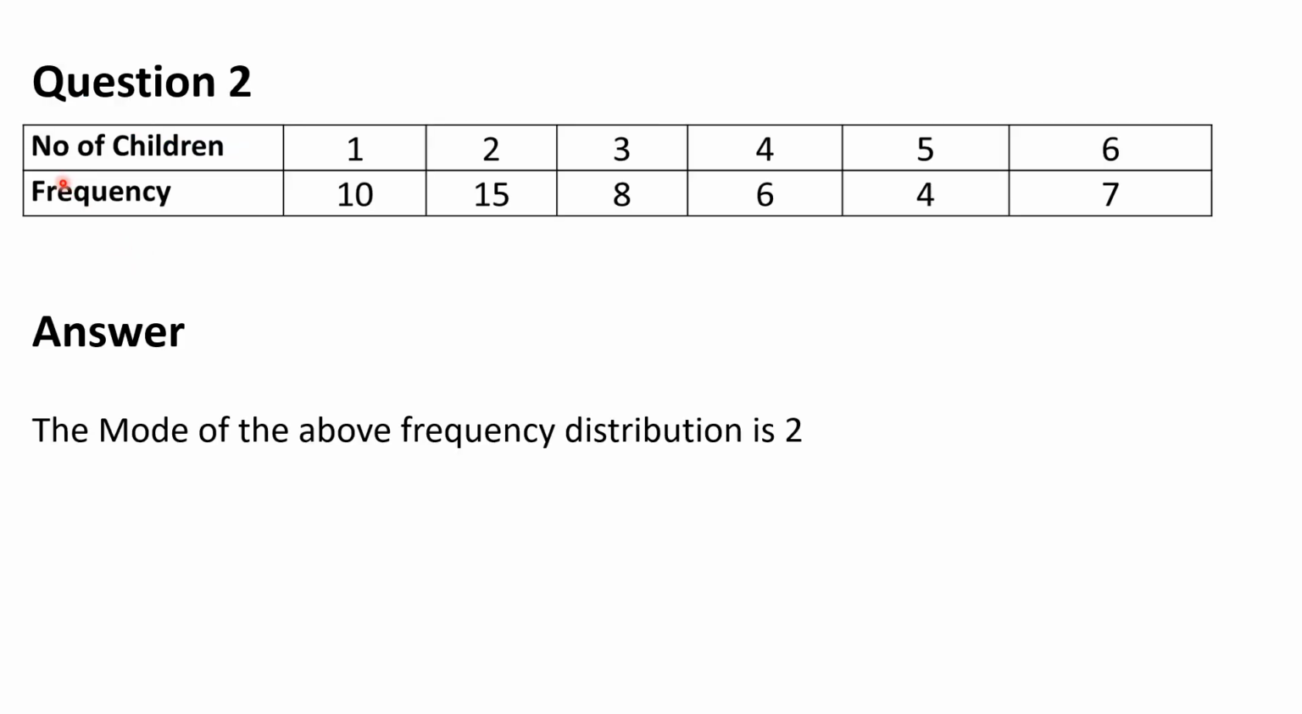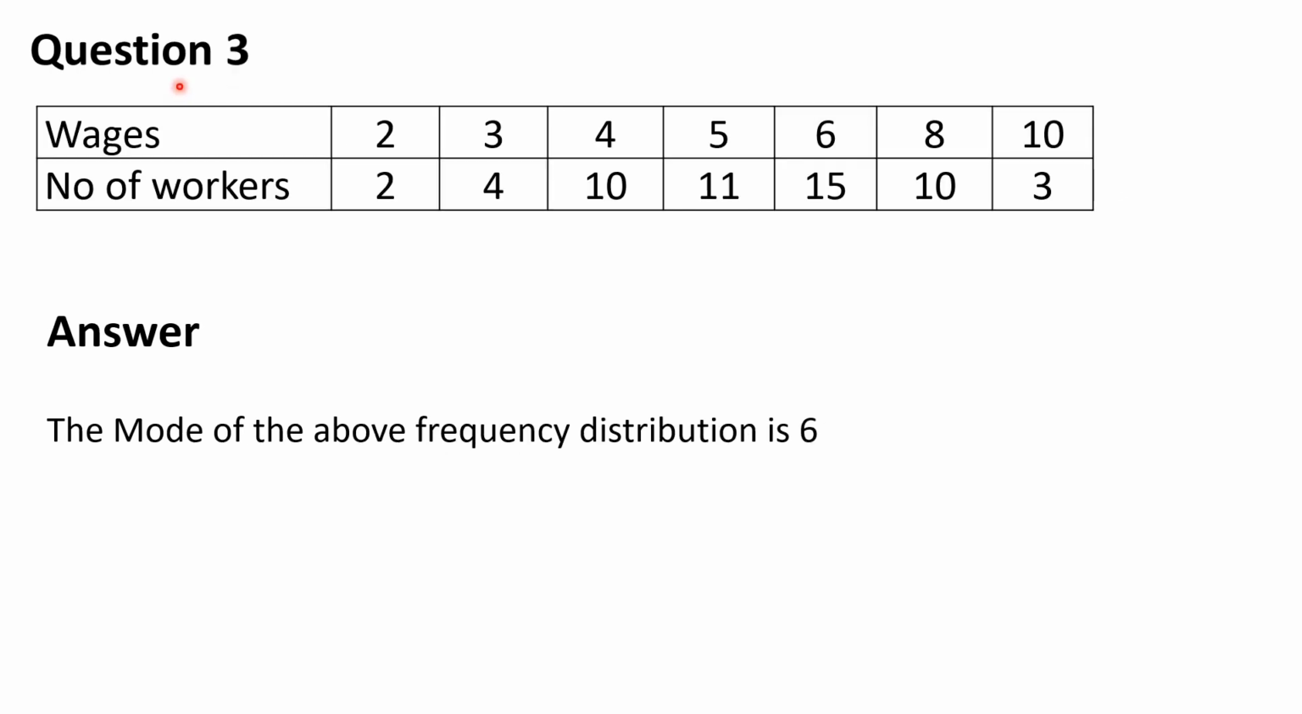Question number 2. What is the mode of this frequency distribution? The mode of the frequency distribution is 2. Why? The reason is that 2 is the number that has the highest frequency. Are you getting it? So any element or observation that has the highest frequency in your frequency distribution is known as the mode of that frequency distribution. You understand? So 2 is the mode of this frequency distribution. Now you can see that it is very easy to determine the mode of a frequency distribution. Now let us proceed to the third question.